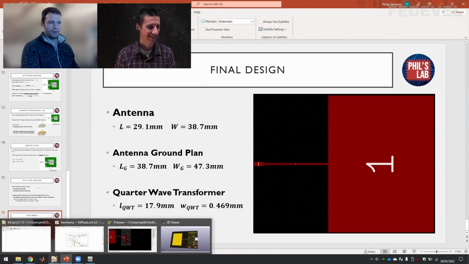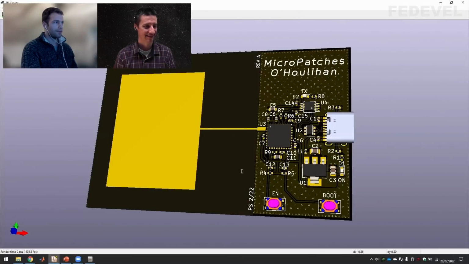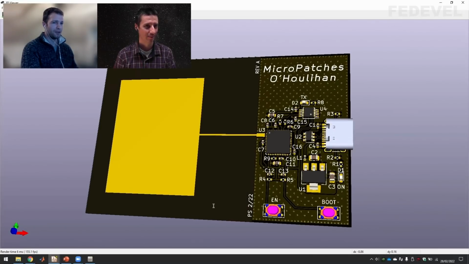Okay, so I guess we can jump over to KiCad and just have a look at the design, if you want. Yeah. So the final design.